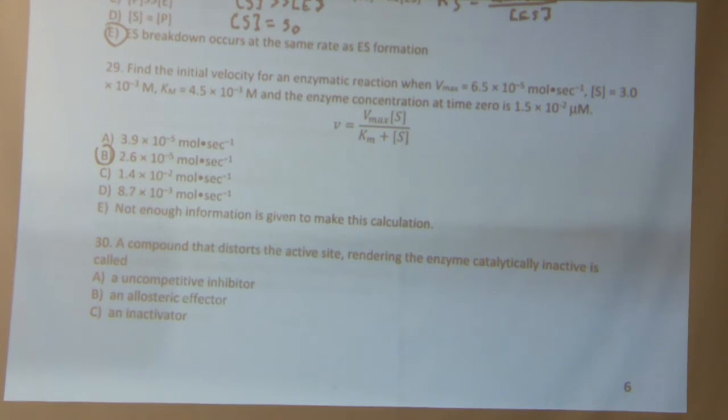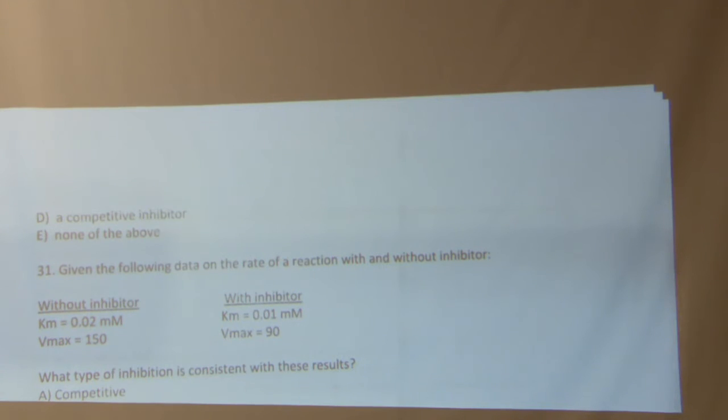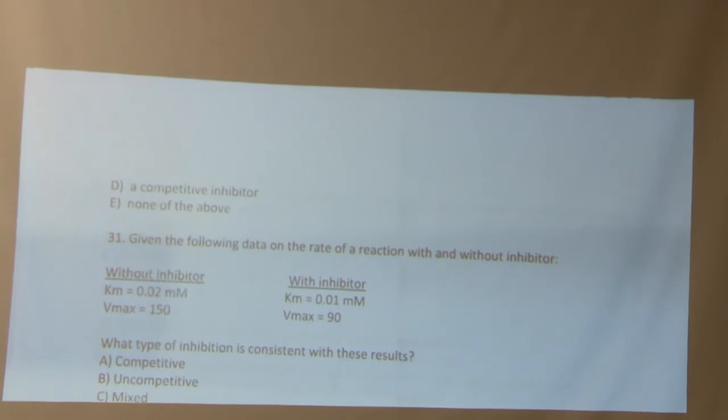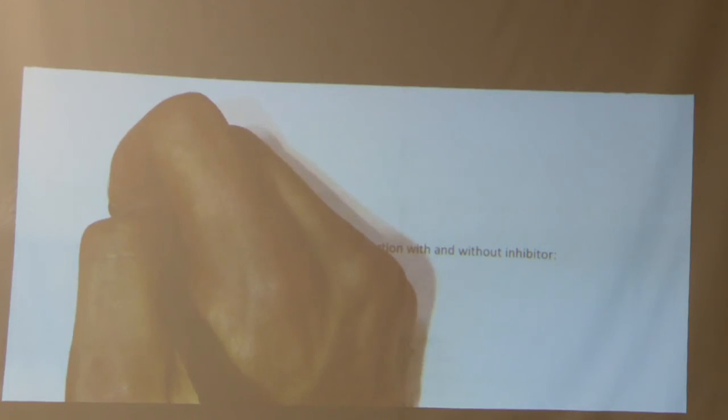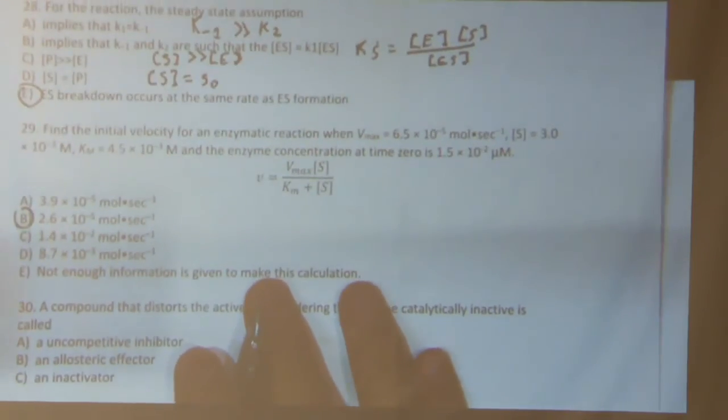Moving on. So a compound that distorts the active site, rendering the enzyme catalytically inactive, is called A, an uncompetitive inhibitor, B, an allosteric effector, C, an inactivator, D, a competitive inhibitor, E, none of the above. Inactivator? D, a competitive inhibitor? So I have one person saying inactivator and another person saying competitive inhibitor. A? She counted both. So A and D? C and D. So we have our choices being C and D.